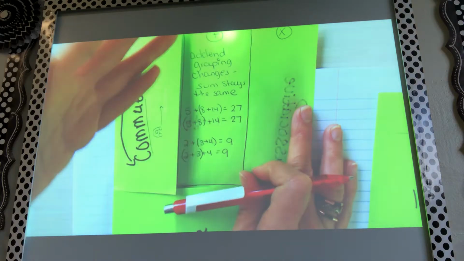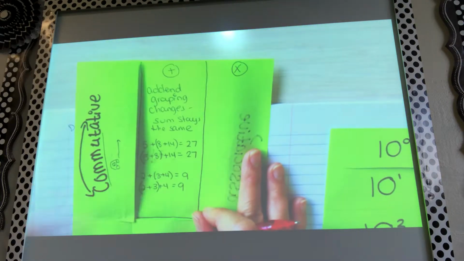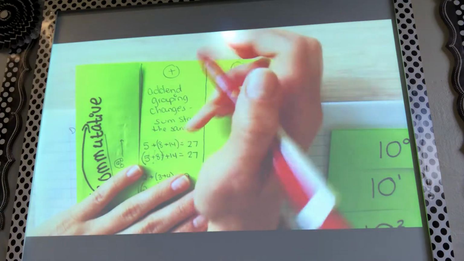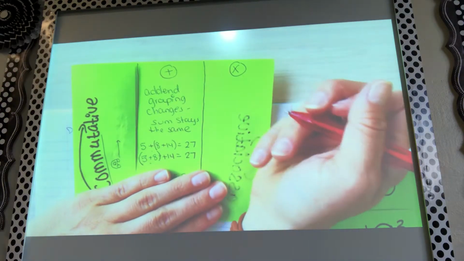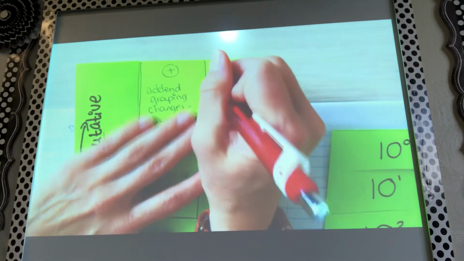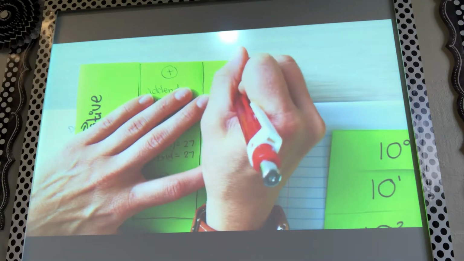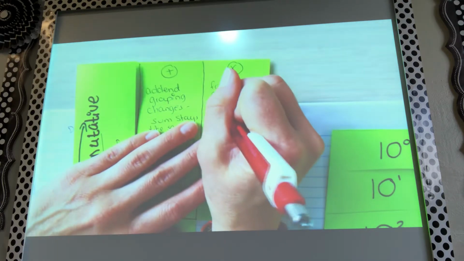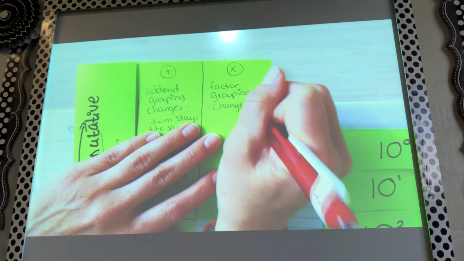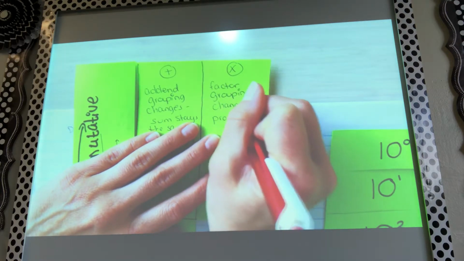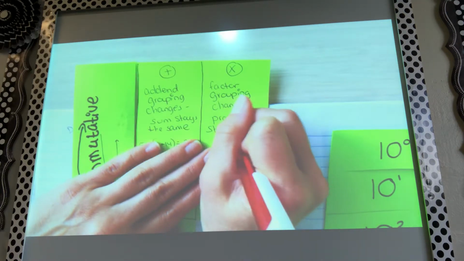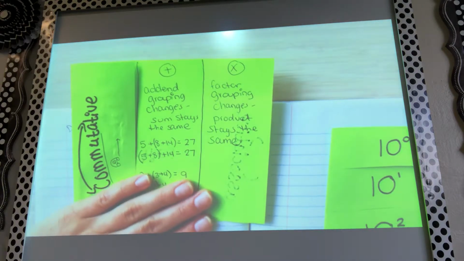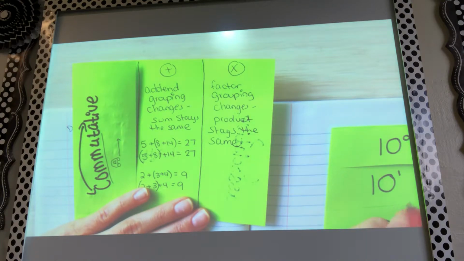So it's very similar in multiplication, but instead of using the terms add-in and sum, because it's addition, we're going to use our factors and our products. So I can say that factor grouping changes, product stays the same. So that is the associative property of multiplication.